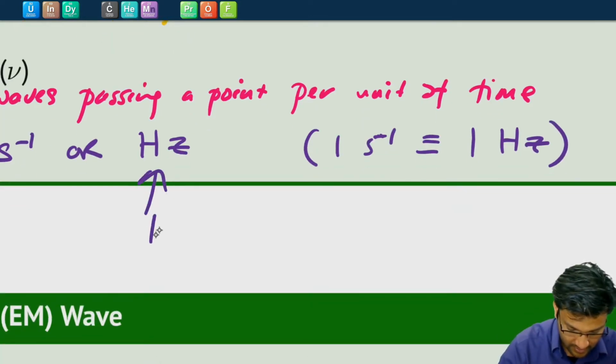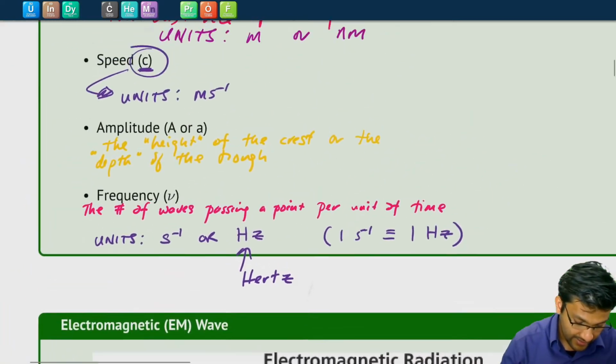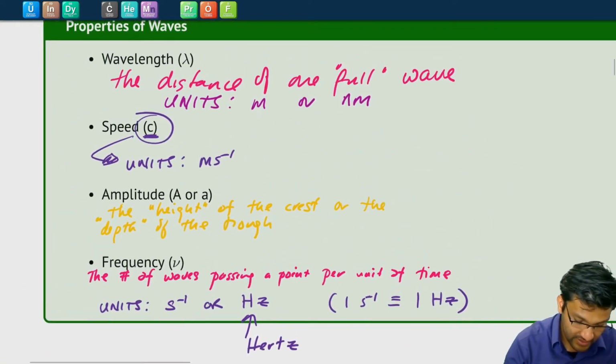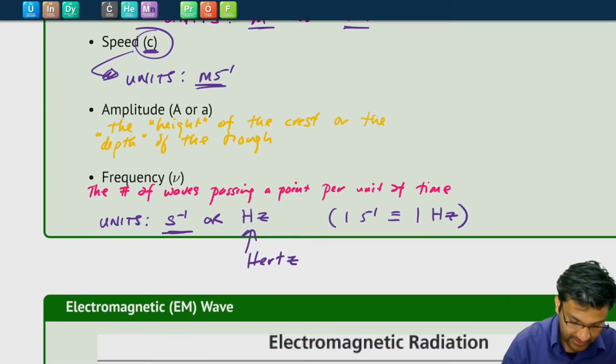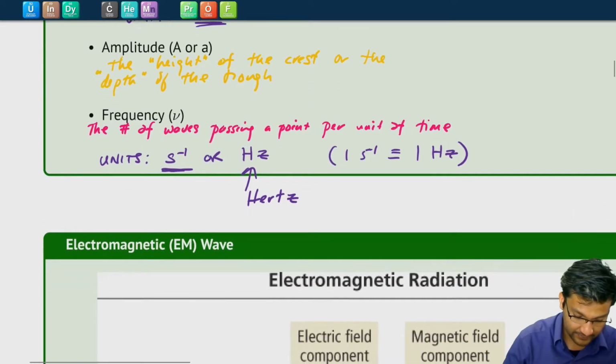That's Hertz, H-E-R-T-Z. Okay, so we have the wavelength in units of meters or nanometers. We have the units for speed, which is in meters per second. And we have the units for frequency, which is in per second.